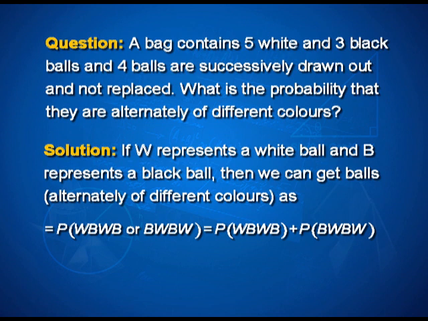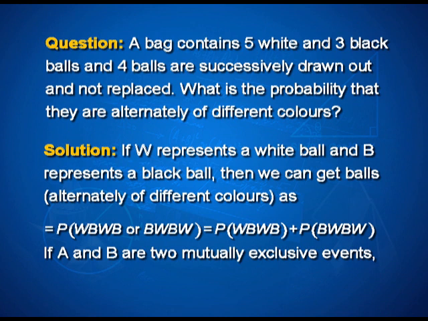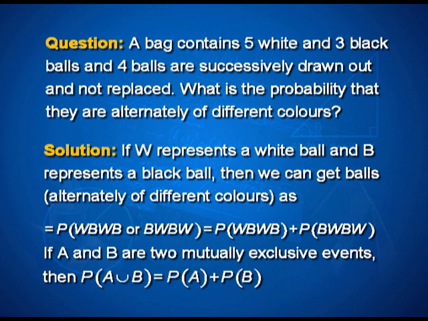This can be written same as the sum of these probabilities by knowing what we call the addition theorem, and also keeping in mind that if A and B are mutually exclusive, then probability of A union B is nothing but probability of A plus probability of B. So, here you can get either the first order of balls or the second; these are two mutually exclusive possibilities, and therefore, the probability would be the sum of the two probabilities.